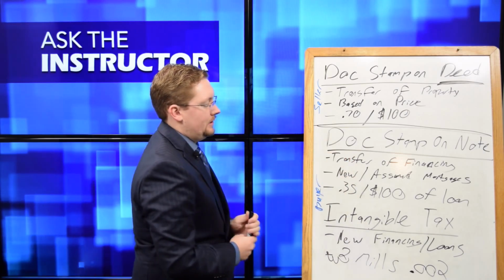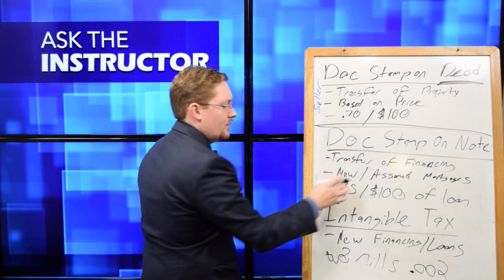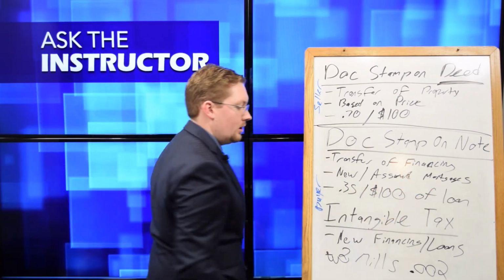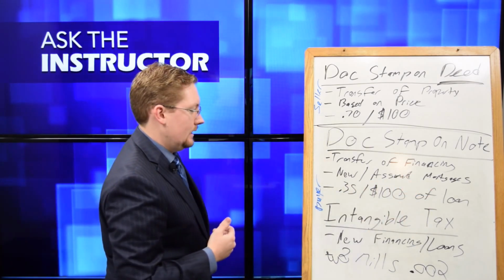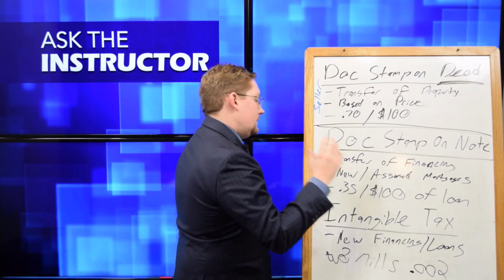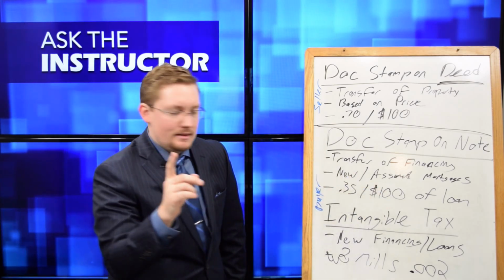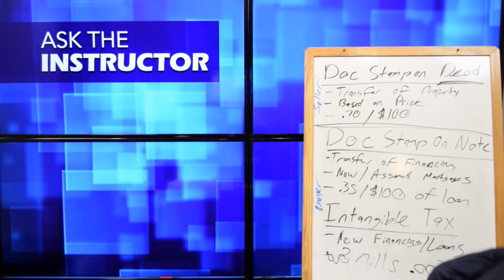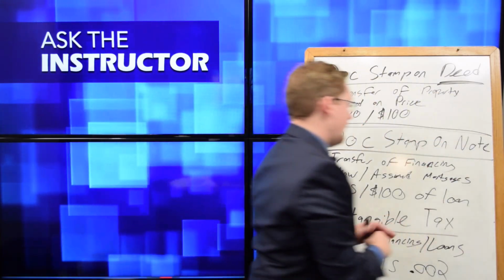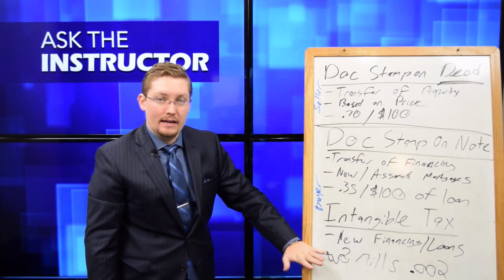For a doc stamp on the note, this is going to be for the transfer of financing. So basically anytime you have a brand new loan or an assumed loan and that's being transferred, that's where we're going to have our doc stamp on the note needing to be calculated. The doc stamp on the note is charged at 35 cents for every $100, but the key thing is the loan amount. It's 35 cents for every $100 worth of loan amount, not the purchase price. This one's based on the price. These ones are based on the financing.